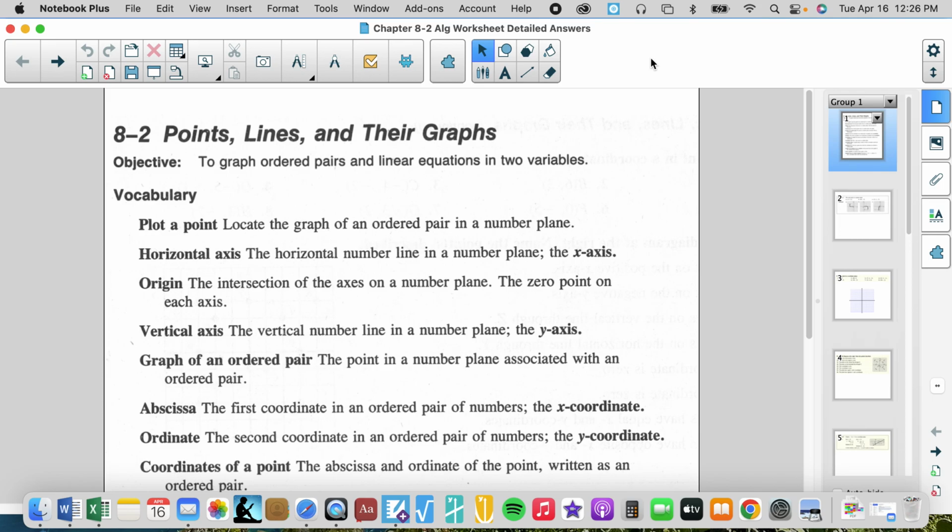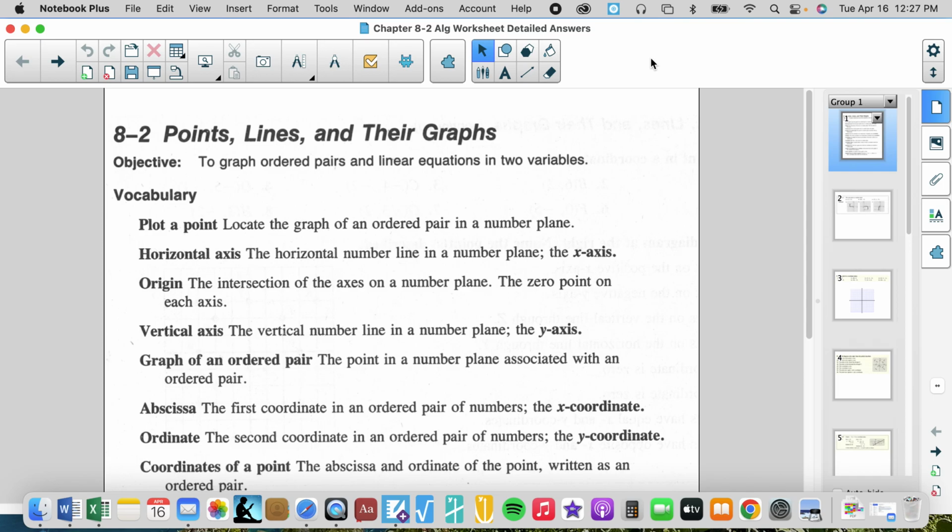With chapter 8 and dealing with introduction to functions, points, lines, and their graphs. So to graph ordered pairs in linear equations, I love how they say "in two variables." That's weird. Plot a point. A point is a solution of an equation. It's an ordered pair.